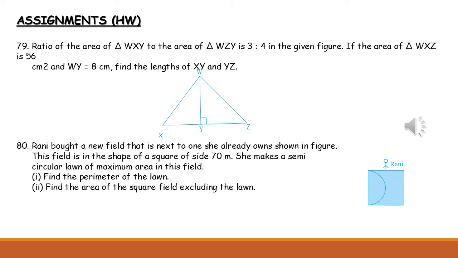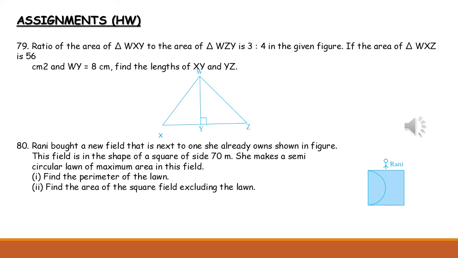80th sum says Rani bought a new field that is next to one she already owns, and the new field is shown in the figure. This field is in the shape of a square of side 70 meter. She makes a semicircular lawn of maximum area in this field. Find the perimeter of the lawn. So she bought a field and she makes a semicircular lawn. You have to find out the perimeter of the lawn. That means you have to find out the boundary of the semicircular figure.